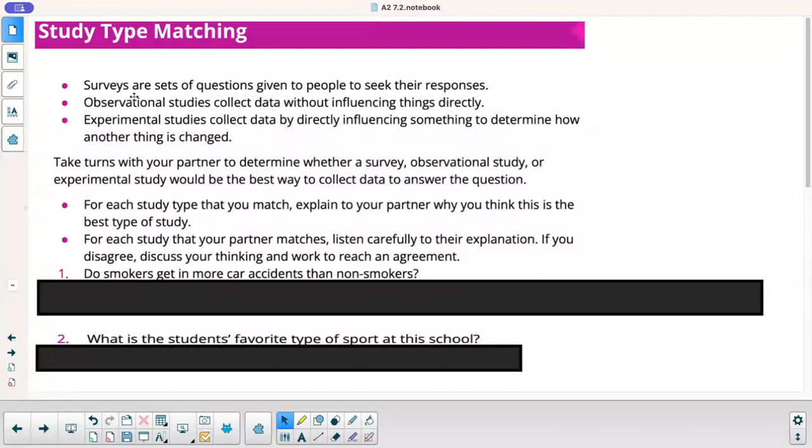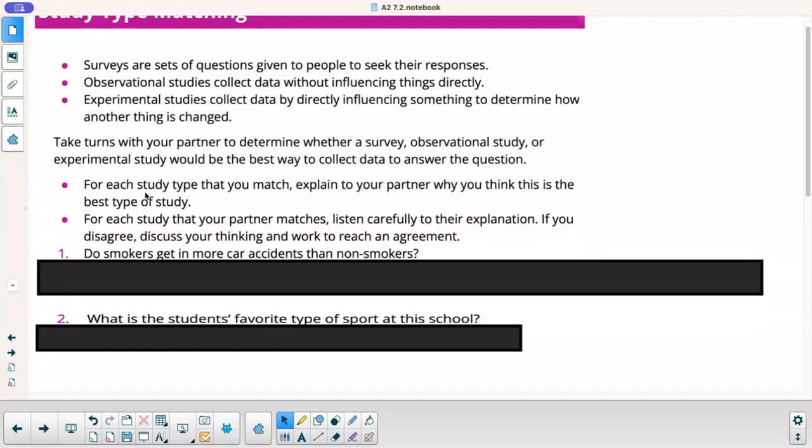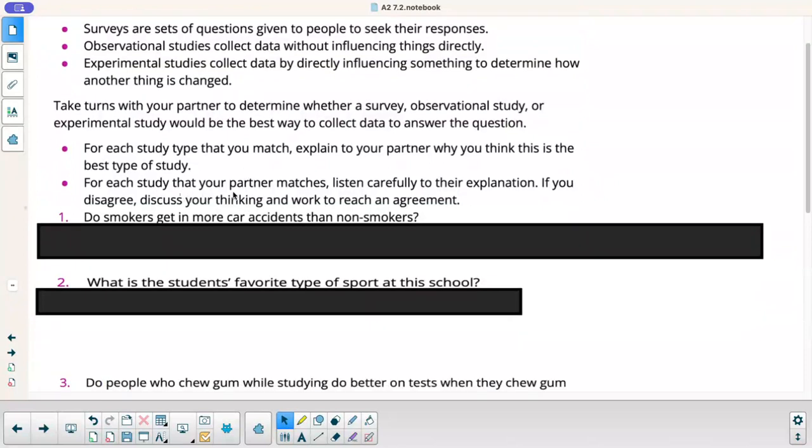All right, study type matching. Surveys are sets of questions given to people to seek their responses. Observational studies collect data without influencing things directly, and experimental studies collect data by directly influencing something to determine how another thing is changed. Okay, that's what we talked about at the beginning. Take turns with your partner to determine whether a survey, observational study, or experimental study would be the best way to collect data to answer the question. For each study type that you match, explain to your partner why you think this is the best type of study. For each study that your partner matches, listen carefully to their explanation. If you disagree, discuss your thinking and work to reach an agreement.